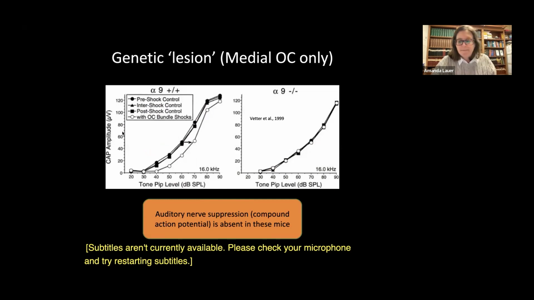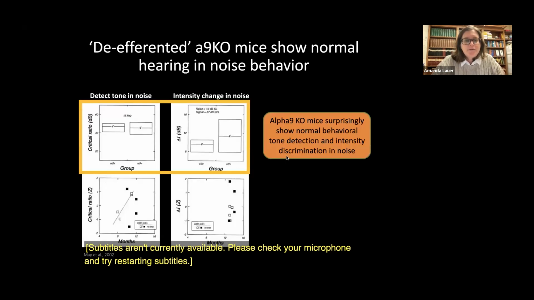So here we're seeing a compound action potential from the auditory nerve in response to increasing tone levels. And normally what happens when you shock that olivocochlear axon bundle with an electrical shock, this will shift this function over so that the system is less responsive to any individual sound level here. And you see in the alpha 9 knockout mouse, that shift, that inhibition is gone, that suppression is gone. So they're functionally de-efferented. I'll tell you the synapse is still physically present, it's just not working the way it should.